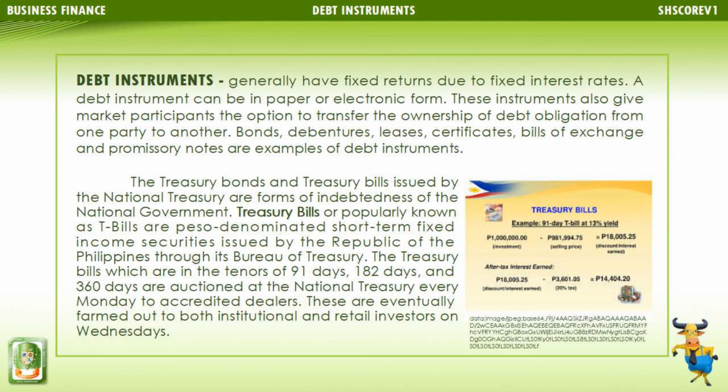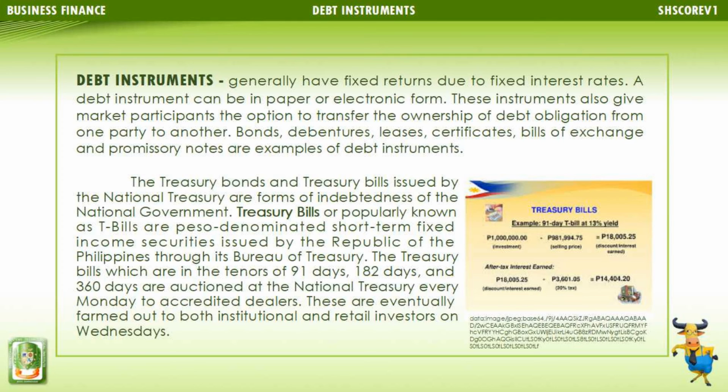The Treasury bonds and Treasury bills issued by the National Treasury are forms of indebtedness of the national government. Treasury bills, popularly known as T-bills, are peso-denominated short-term fixed income securities issued by the Republic of the Philippines through its Bureau of the Treasury.